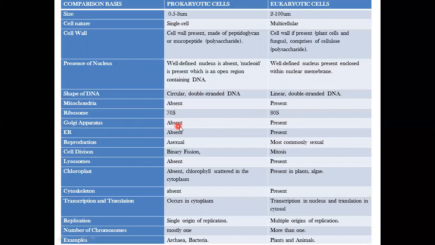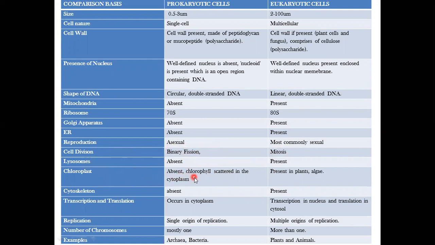Golgi apparatus is absent in prokaryotes and present in eukaryotes. Endoplasmic reticulum is absent in prokaryotes and present in eukaryotes. Reproduction is asexual in prokaryotes and most commonly sexual in eukaryotes. Cell division occurs in prokaryotes by binary fission, which is a simple type of division in which the cell simply divides into two. And in eukaryotes, it occurs by the process of mitosis. Lysosome is absent in prokaryotes and present in eukaryotes.